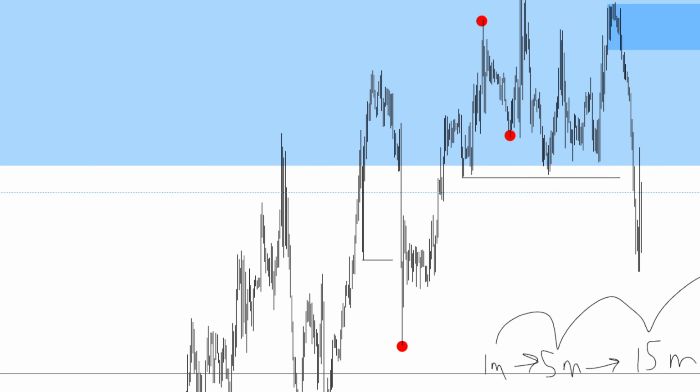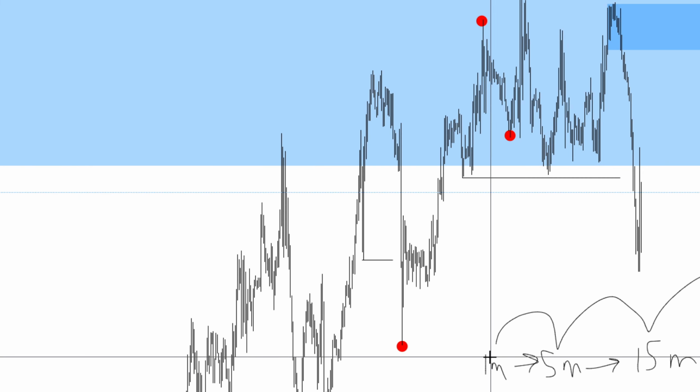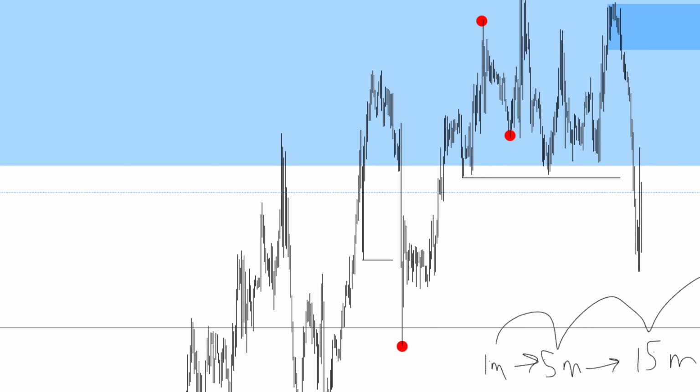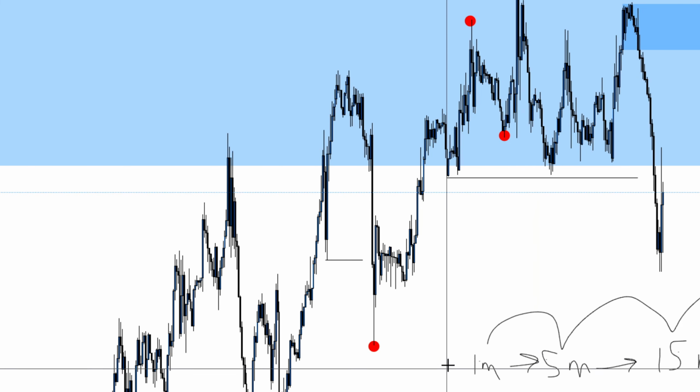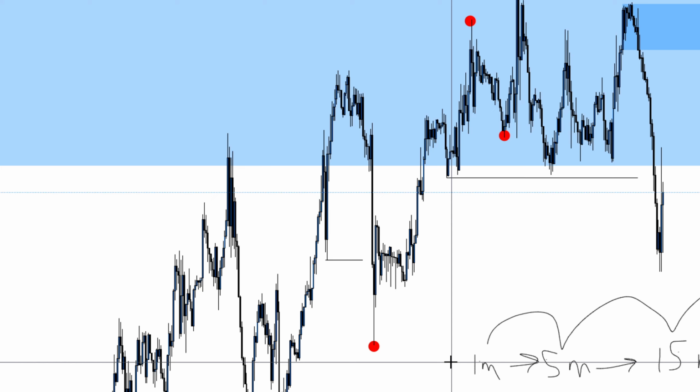So that means we have to dissect this. We have to dissect what's happening in the 1, 5, 15, 45, and 1 hour. So we're going to start off with the 1 minute time frame. Although it's not the strongest, it's still effective if you know how to use it to your advantage. So how do you use the 1 minute?